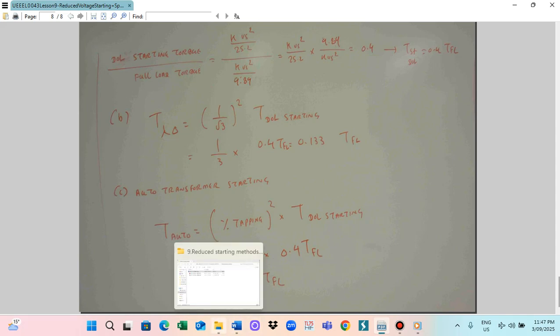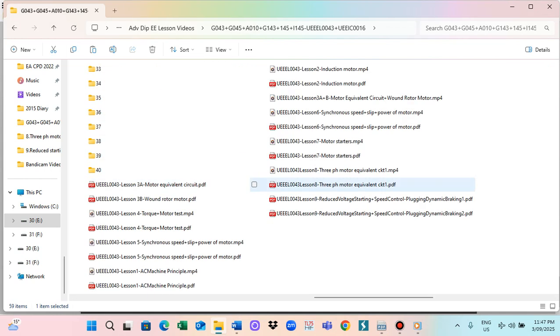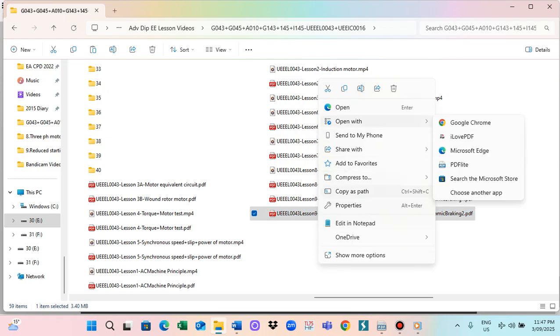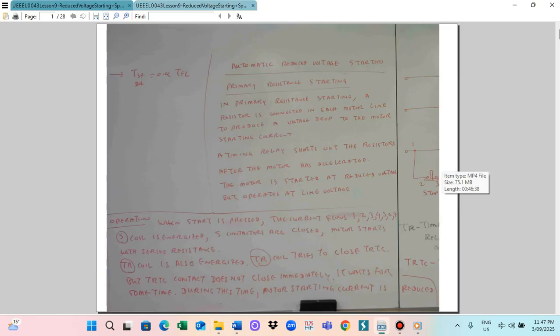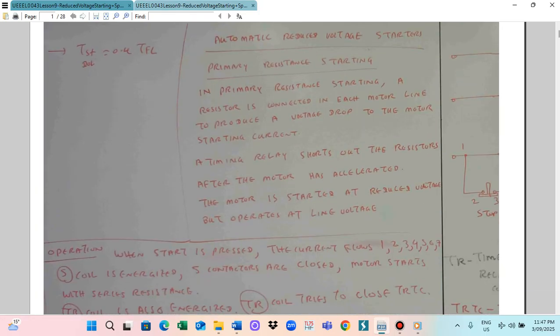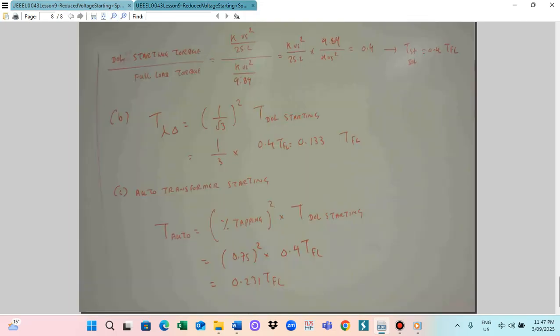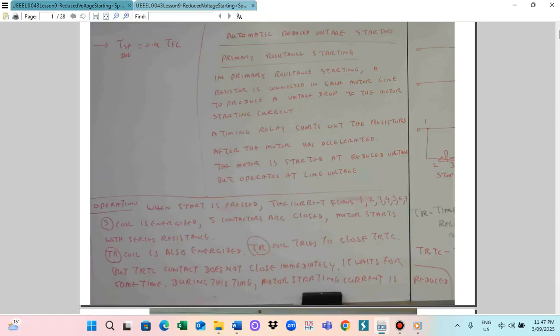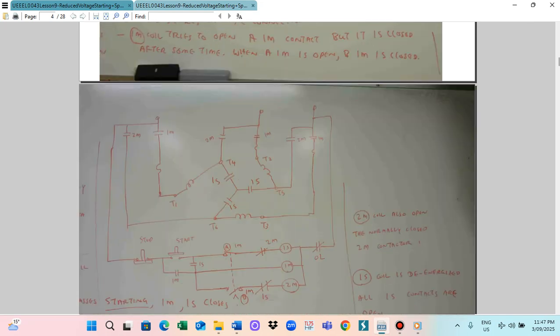Depending on the kind of starting, they are related to the starting torque and the full load torque relation. The first method is reduced voltage starting. Reduced voltage starting means primary resistance starting. Primary resistance starting means that at the starting position, the induction motor draws a higher current, so the higher current needs to be reduced. So what we do is connect a series resistor. At the starting time, the motor is connected with the series resistor, and the motor starting current is reduced. Then at the running time, those series resistances are gradually bypassed.